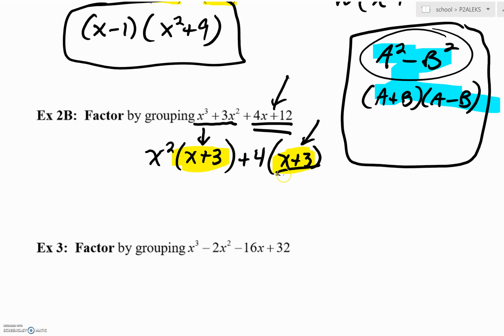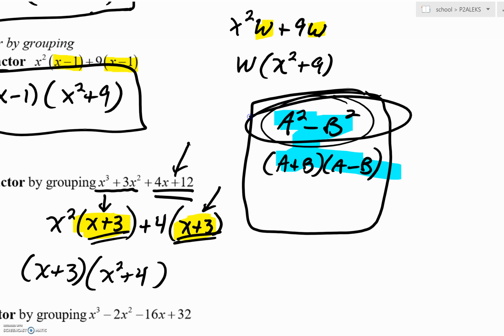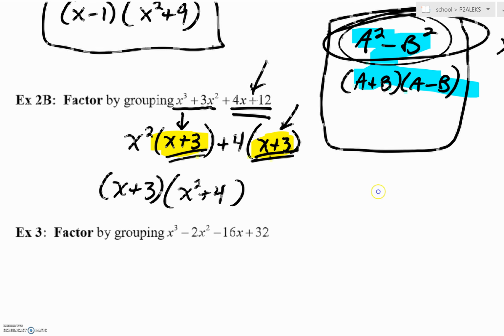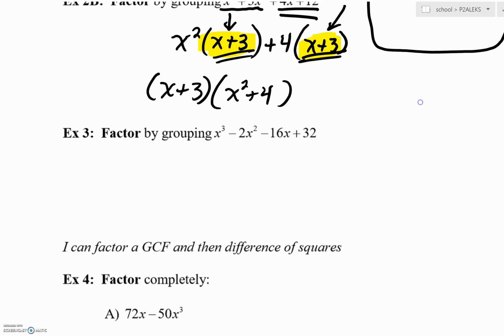But look, final stage here, we've got x plus 3 and x plus 3. I pull that out in front. What's left? X squared plus 4. What's not highlighted in yellow is what I write in my other parenthesis. Now, could I keep breaking down x squared plus 4? No. It looks like it's just got two terms, but the x squared plus 4 has a plus in the middle, not a minus, so I can't break that down with that formula. We're about to see that the next problem will, and that's why we got to be real careful.